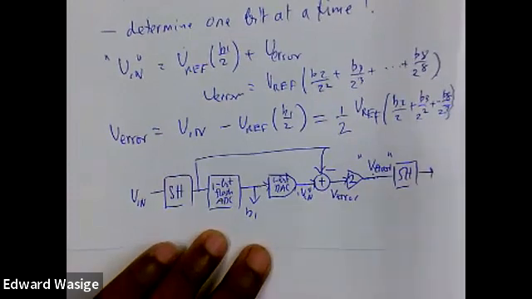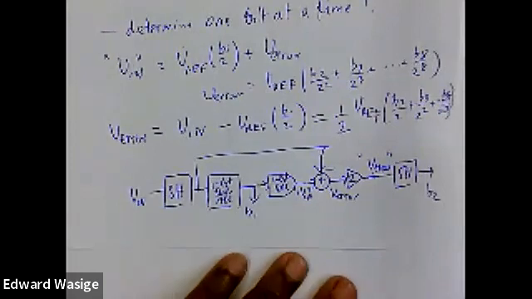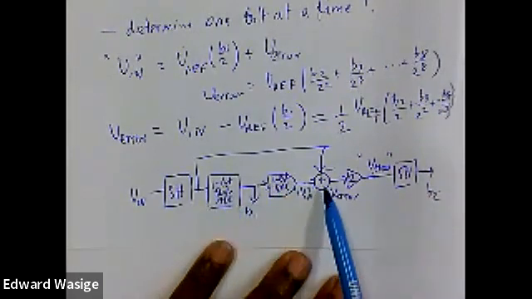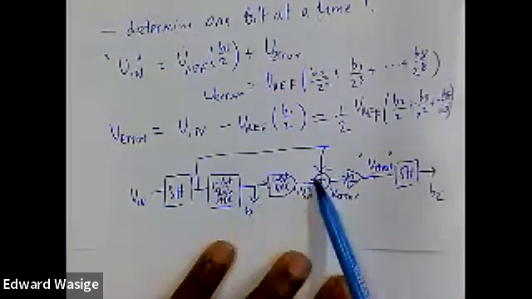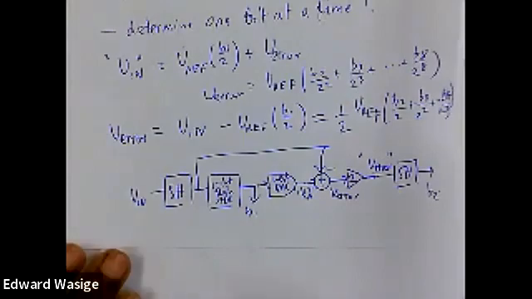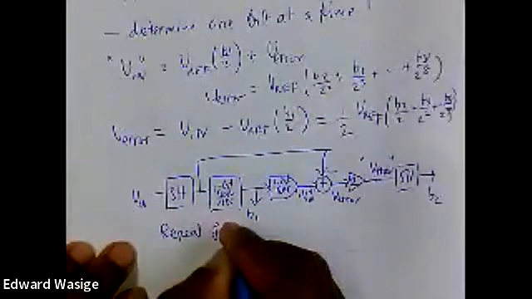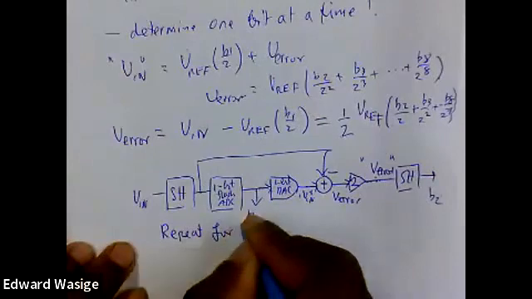And out of this, I would determine B2. Once I've determined B2, I'll have an error voltage. I do exactly the same like this, and I'll be able to determine B3. And I repeat the same procedure, so we can repeat for B2, B3, B4 up to.